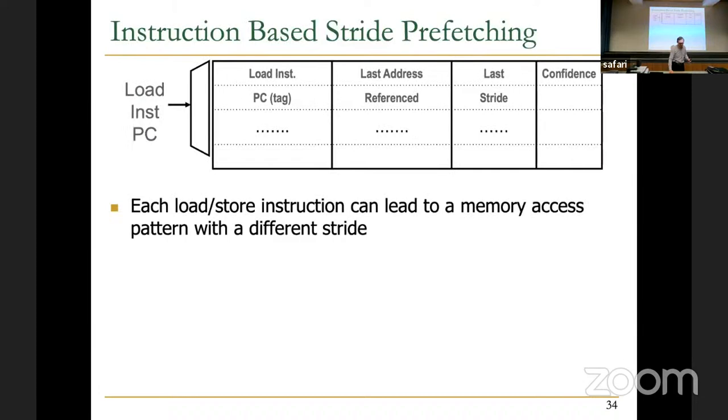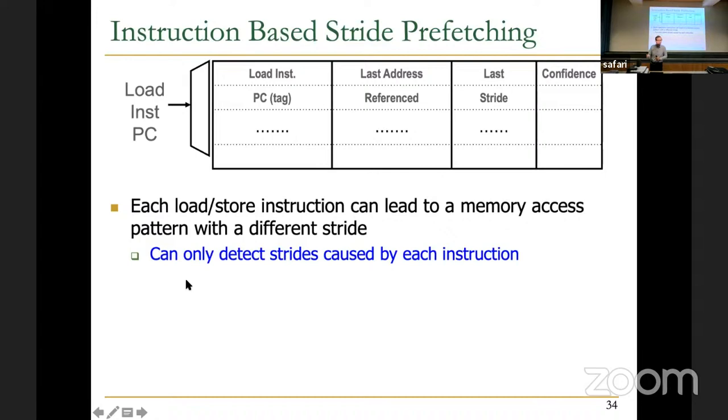So basically, each load store instruction can lead to a memory access pattern with a different stride. The downside of this prefetcher is it can only detect strides caused by each instruction. So it cannot detect strides that may happen because of the interaction between multiple different instructions, which actually happens a lot in today's systems because of the way that I described the data structure traversals, right? Different loads may lead to different strided patterns.